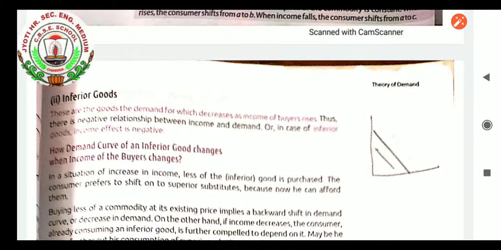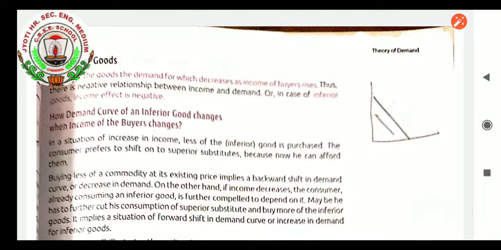So when the income of the people increases, they can shift the demand from inferior to superior goods. And when this happens, in place of an increase in income, what we are seeing is that an increase in income decreases the inferior goods demand, because people shift to increased demand for normal goods. So this is the inverse relationship between inferior goods and income increase. Thus, there is a negative relationship between income and demand, or in the case of inferior goods, the income effect is negative.